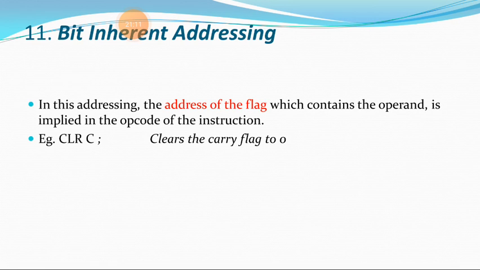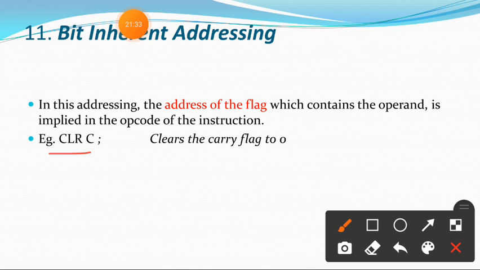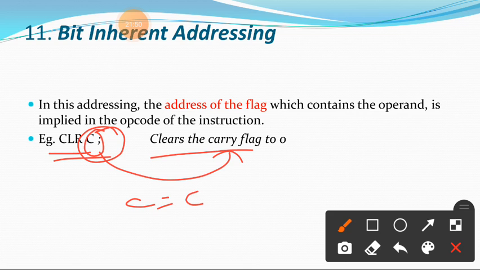The next one is the bit inherent addressing mode. In this addressing, the address of the flag which contains the operand is implied in the opcode of the instruction. So here the flag bit is specified in the instruction. For example, CLR C, where CLR indicates clear and C indicates the carry flag. So this instruction clears the carry flag. The flag bit is specified directly in the instruction. Clearing the carry flag means the carry flag content will be set to 0.